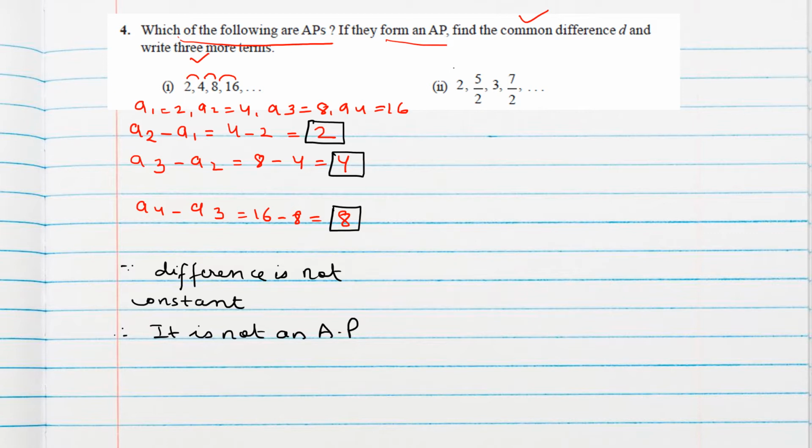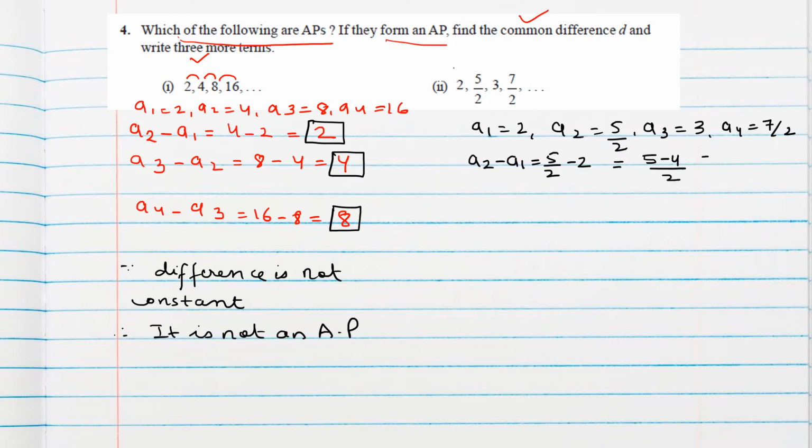In question number 2, A1 is 2, that is a only. A2 is 5 by 2. A3 is 3 and A4 is 7 by 2. So we will first find A2 minus A1, that is 5 by 2 minus 2. Cross multiplication will give 5 minus 4 by 2, that is 1 by 2.